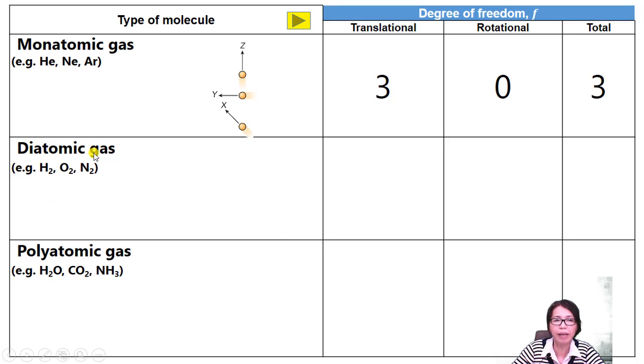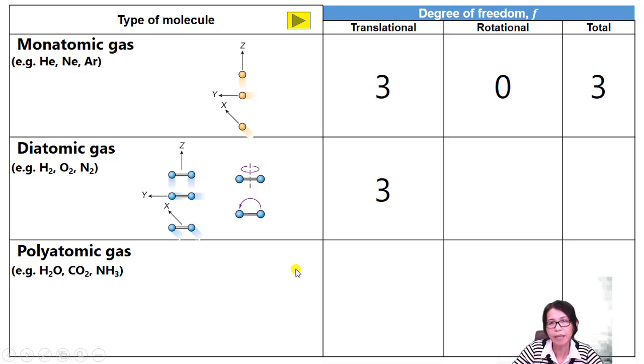Then what about diatomic gases, for example hydrogen gas, oxygen, or nitrogen gas? For diatomic gas, they might have linear or translational motion along the x-axis, y-axis, and also z-axis. So they are going to have 3 degrees of freedom for translational motion. Besides that, they might rotate about 2 axes, so they have 2 degrees of freedom for rotational motion. So when we total up, diatomic gas is going to have 5 degrees of freedom, whereby they can store or acquire energy.